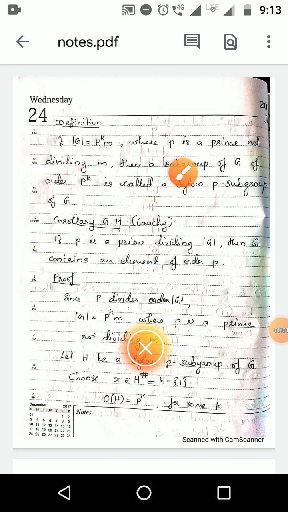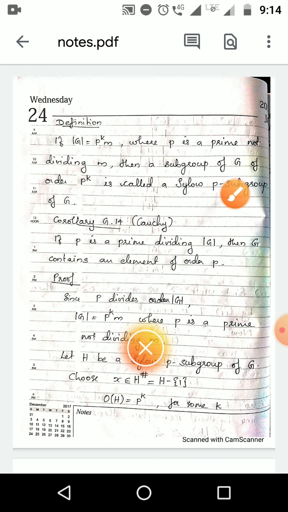Okay, first we are going through a definition. This is the definition of a Sylow p-subgroup of G. We are considering a group of order p^k · m, where p is a prime and p does not divide m. Then a subgroup of G of order p^k. Since the order of G is p^k · m, it can have a subgroup of order p^k. That subgroup of order p^k is called the Sylow p-subgroup of G.